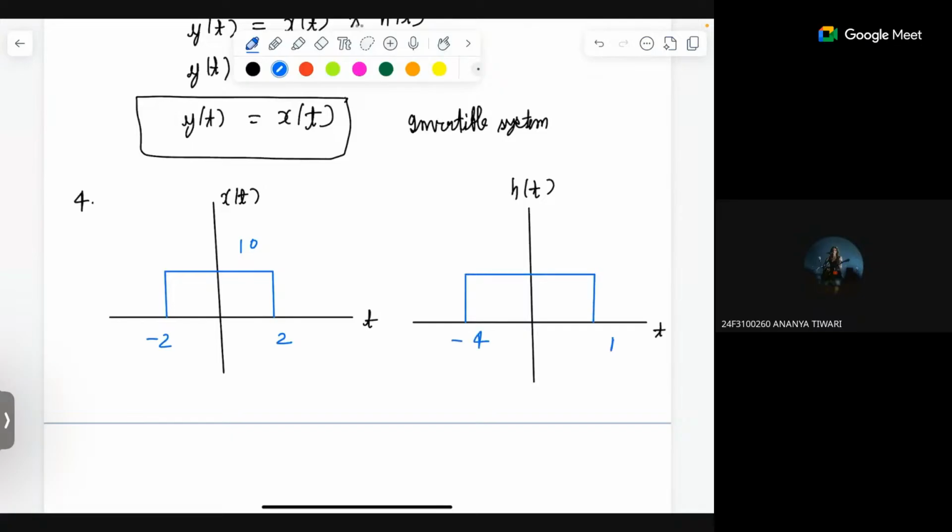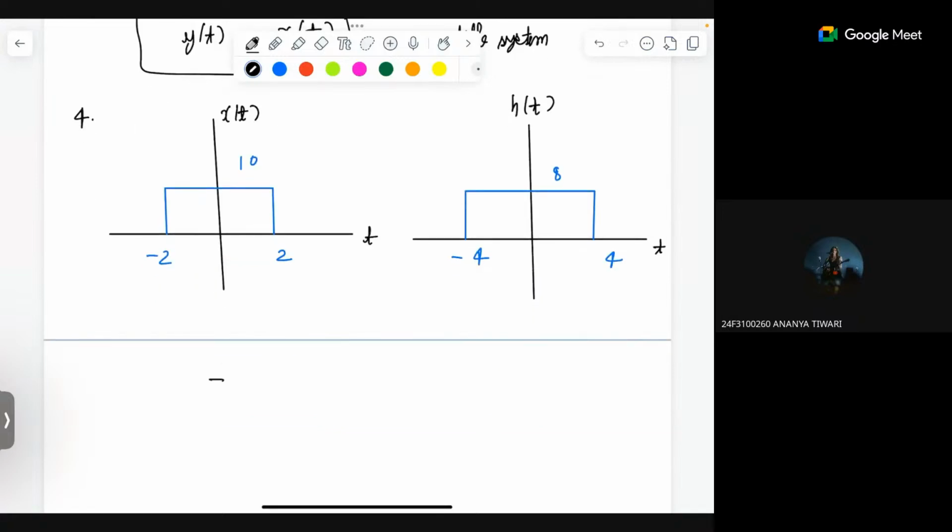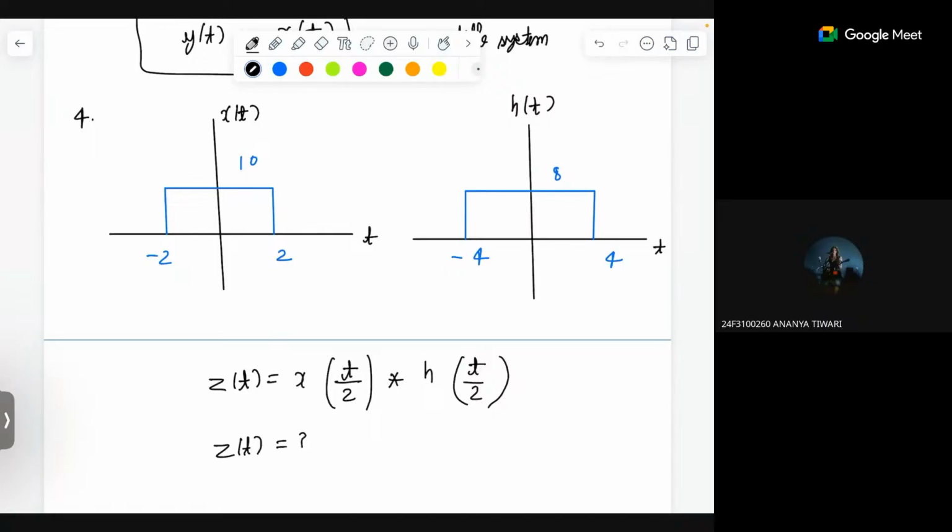Minus 4 to 4, it is 8. Z of t is equal to x of t by 2 convolved with h of t by 2. So this is your question. You have to first find the waveform for z of t. Then there is a following question that I will ask once you tell me. So the question is clear now, na?